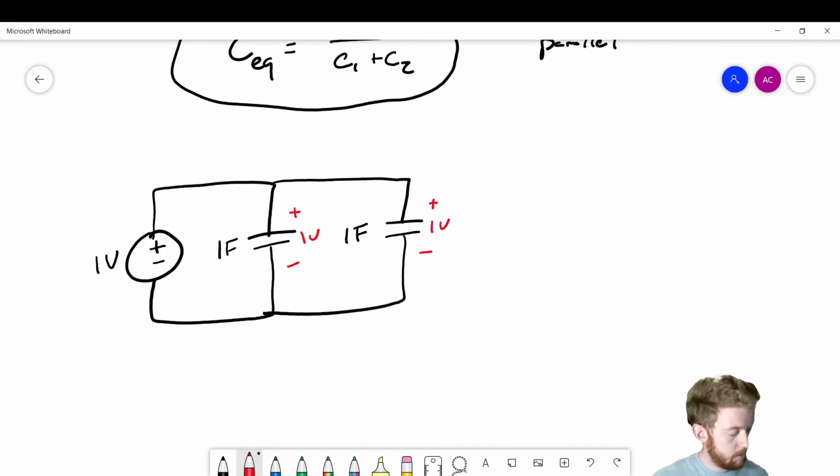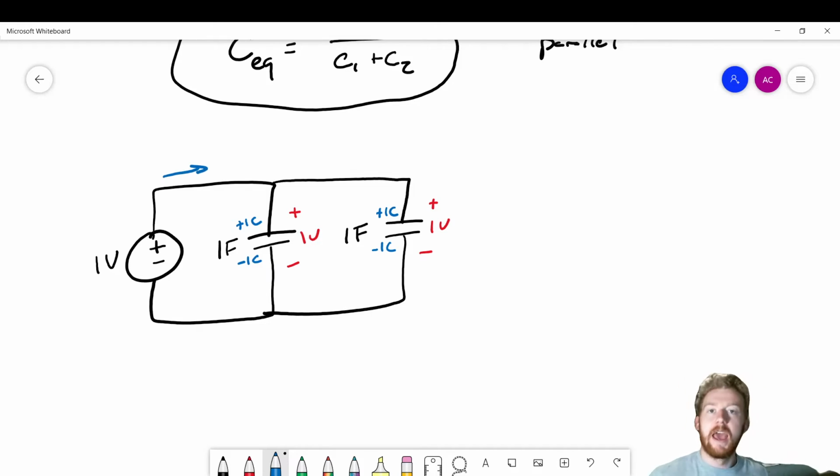Okay. Now, if we know the capacitance and the voltage, we can tell the amount of charge that's stored. So this one is going to have the same 1 coulomb of charge stored. This one's going to have 1 coulomb of charge stored. So now let's ask ourselves, once again, how much charge is that source having to supply? Well, this time we're supplying 1 coulomb to the left capacitor, 1 coulomb to the right capacitor. So the total amount of charge is going to be 2 coulombs.